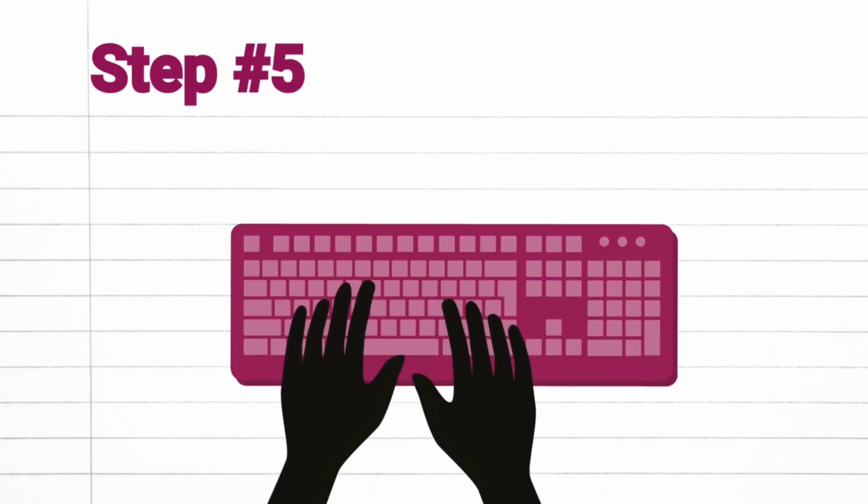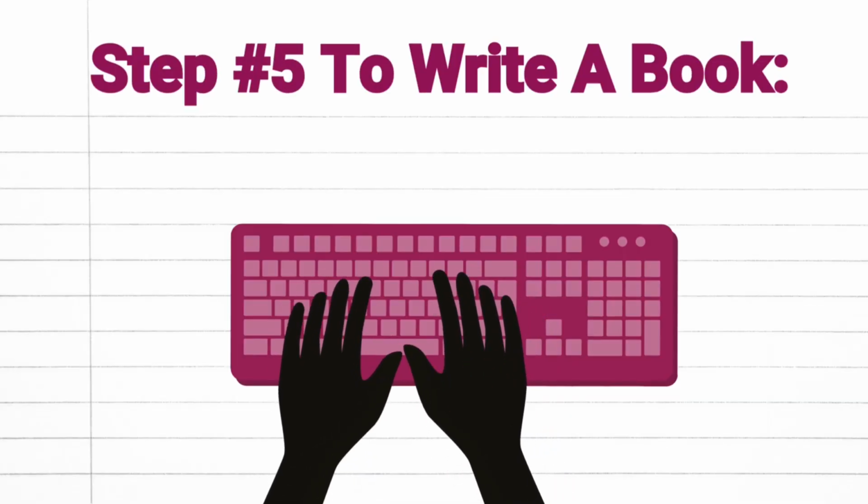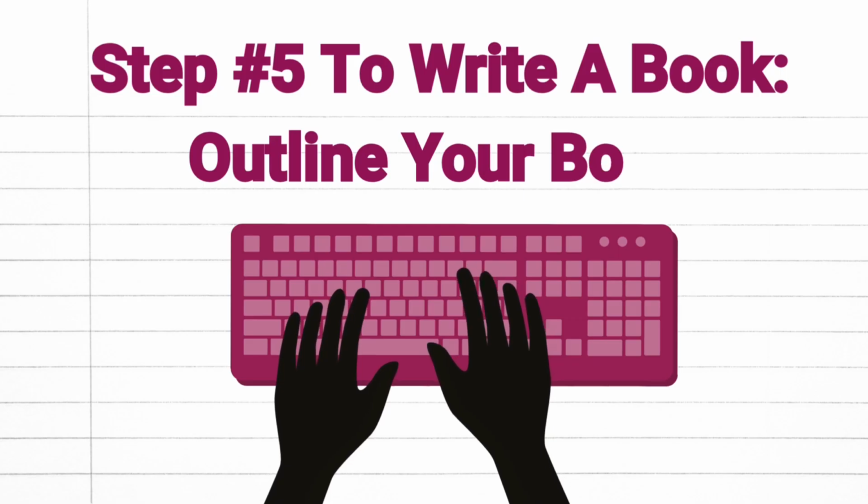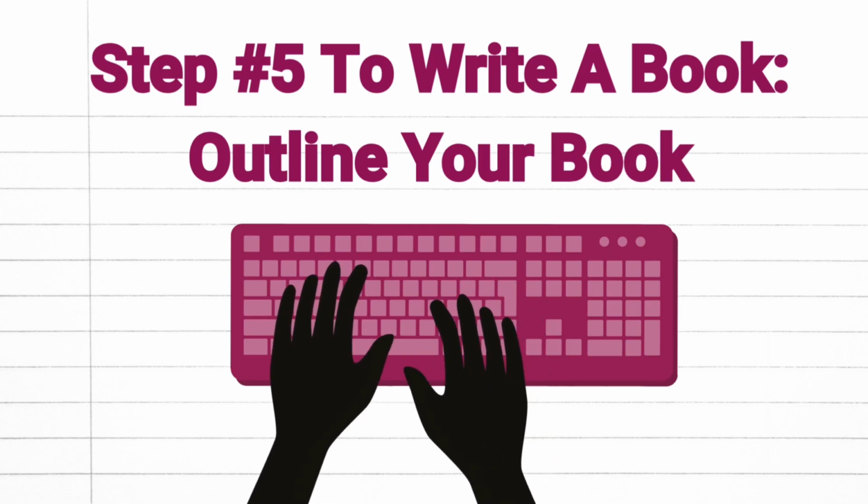Step number 5 for how to write a book and self-publish without using Amazon KDP. Now that you have your story structure chosen, it's time to outline your book. This is how I have literally eliminated writer's block. I haven't had writer's block since like 2017. Every time I sit down to write a book, I have an outline already done, completely plotted out according to my story structure, so I know exactly what goes in chapter 1, chapter 2, chapter 3.